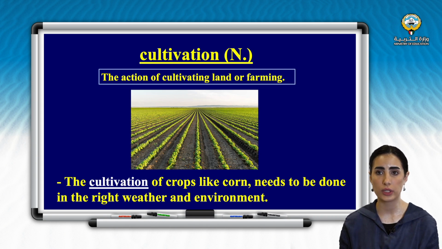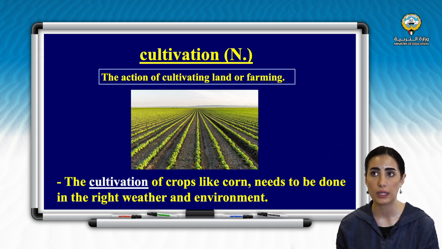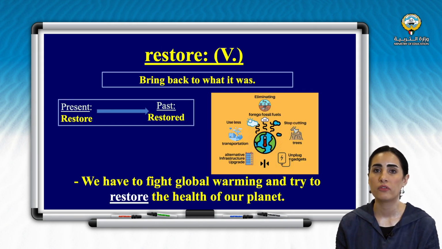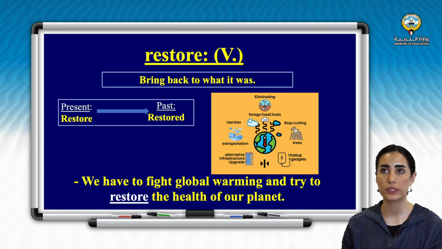As you can see in the picture, this is what I mean by cultivation. So cultivation is the action of cultivating land, or simply put, farming. It means farming.